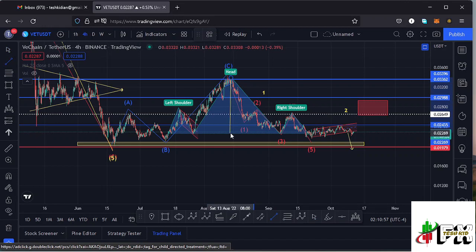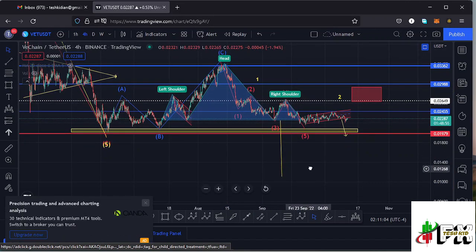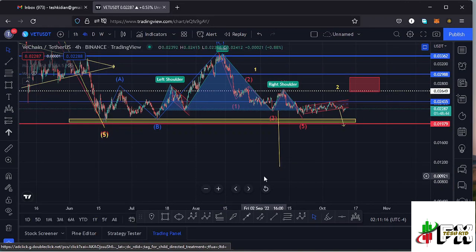So using a trend line, we can get that height between the head and the neckline, then place it down here to give us a minimum target area to the lower side, and that gives me a minimum target area back to around the $0.01 mark. So in case we lose that key area of support, once we see a breakout out of this consolidation that we are seeing right here, I will expect Vechain to take us back to around the $0.01 mark.